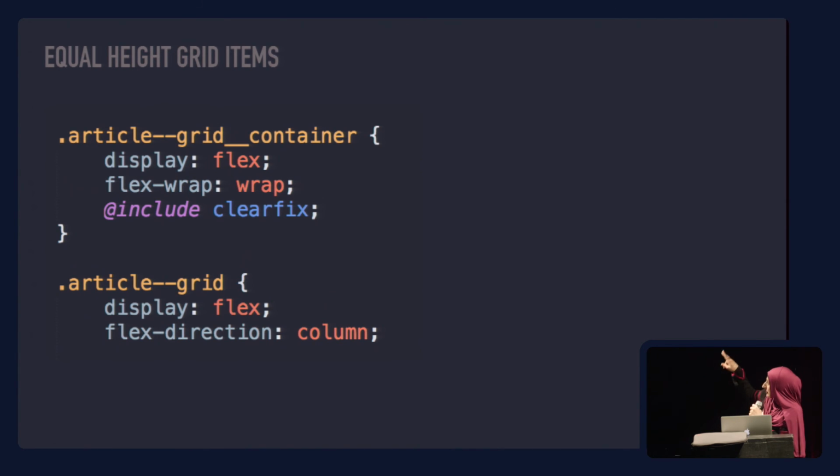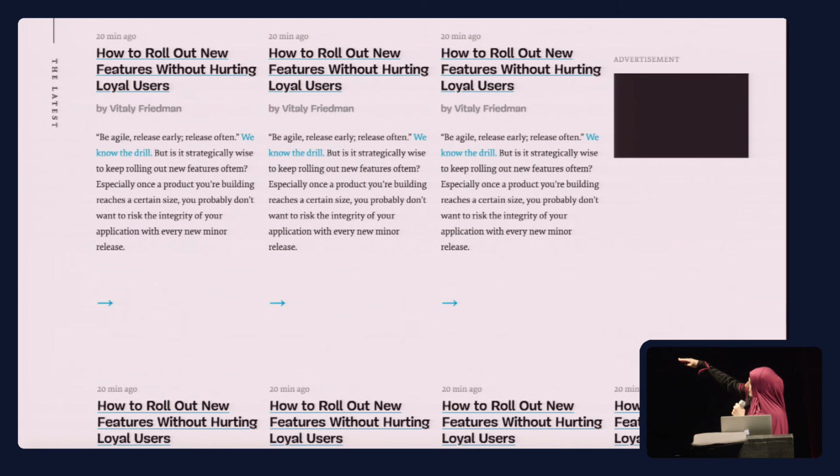So we have the container of all of the grids that gets, again, display. Oh, no, this is actually for another thing. All of these items here, they have the same height. So this is just a prototype, so the content is exactly the same for each one. But in reality, the excerpts are different, the titles are different. So you're going to end up with items that are higher, longer than others.